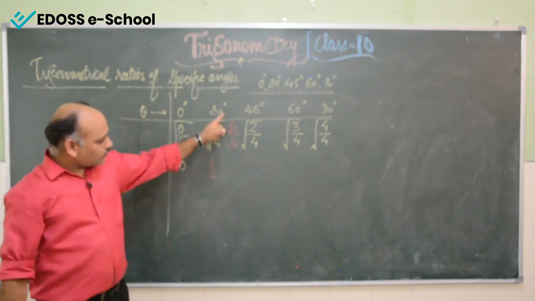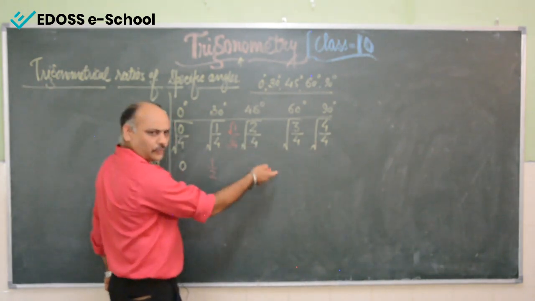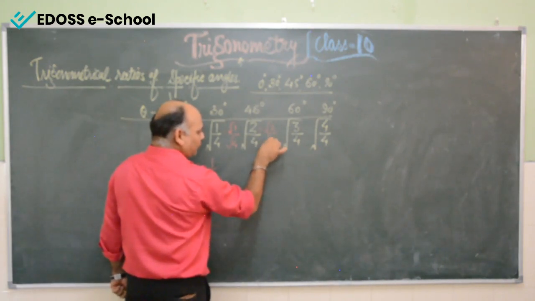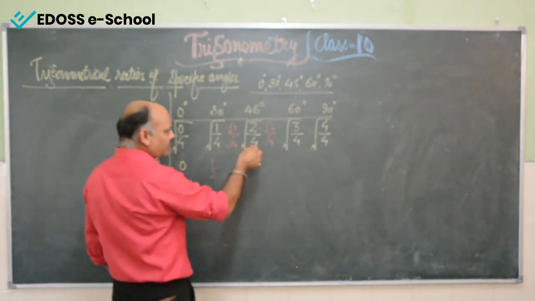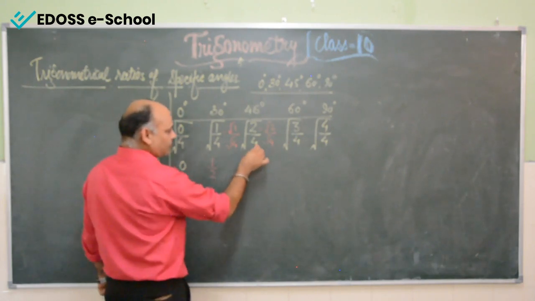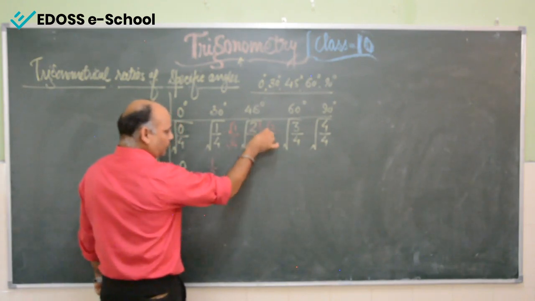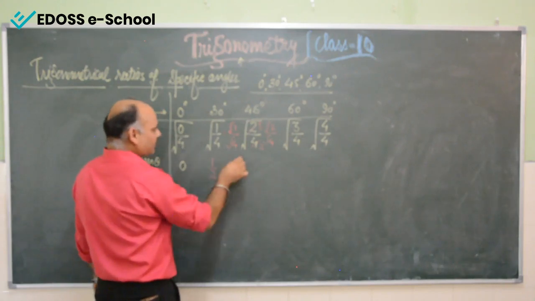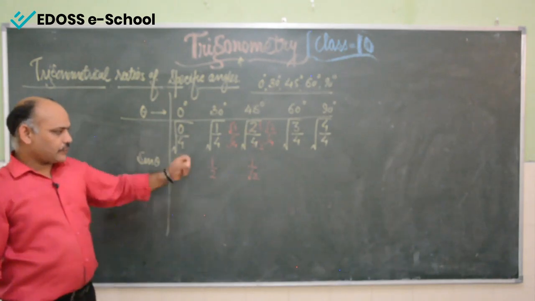Now coming to the third one, that is 45 degrees, 2 upon 4. You can say 1 by root 2. Now this can be written as under root 2 upon under root 4, since 2 1s are 2, 2 2s are 4. Then under root of 1 is equal to 1, and under root 2 gives 1 by root 2. Then sine 45 will be equal to 1 by root 2.